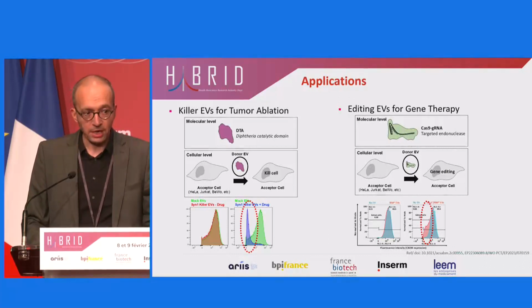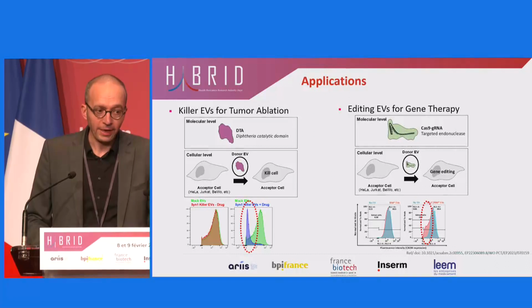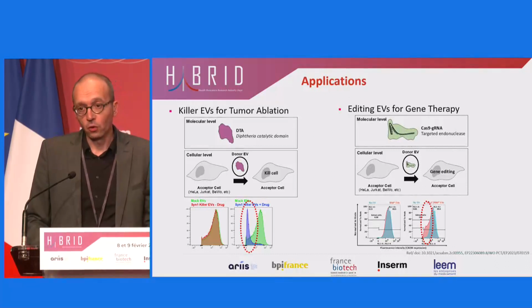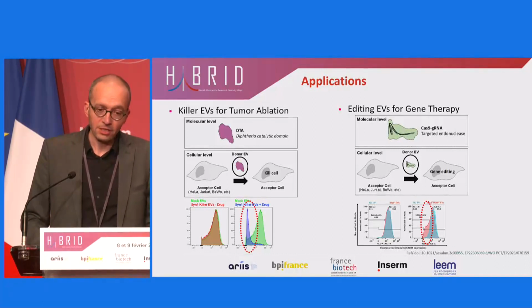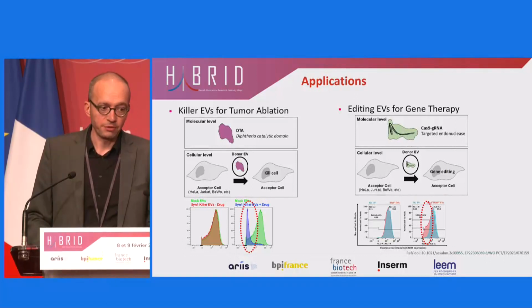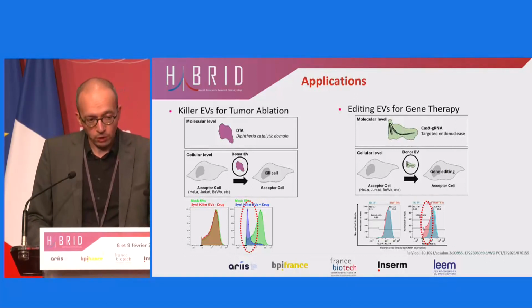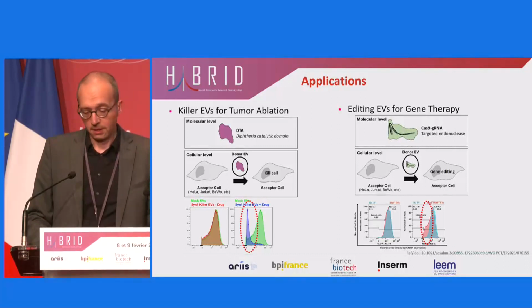The second application that we developed is so-called editing EVs. So here the goal is to load the editing machinery, Cas9 CRISPR, and basically be able to reprogram the cell of interest. And in our case here, we could already reprogram CD8 positive cells.